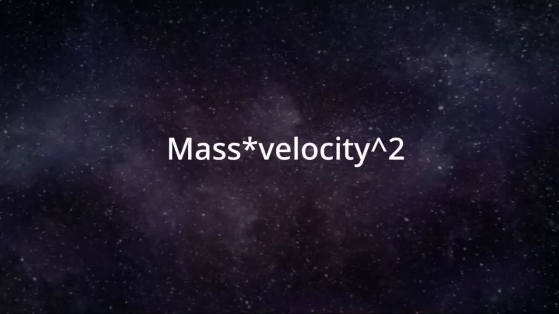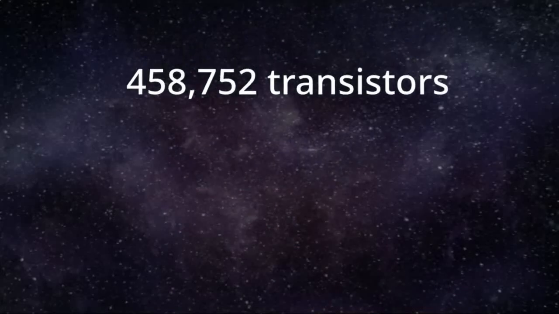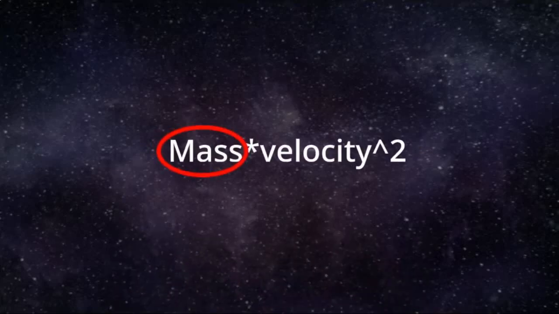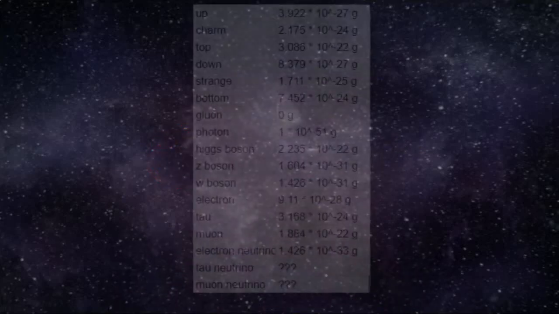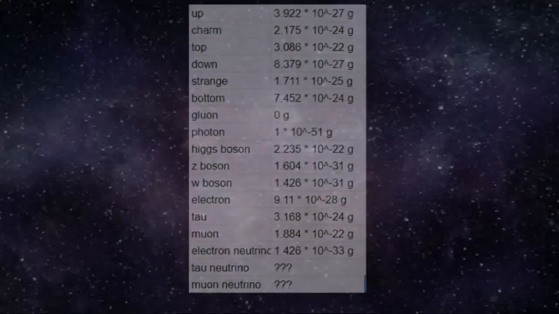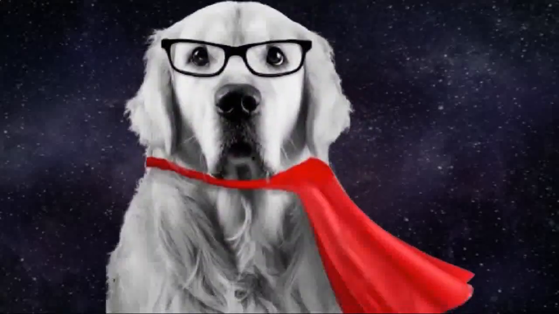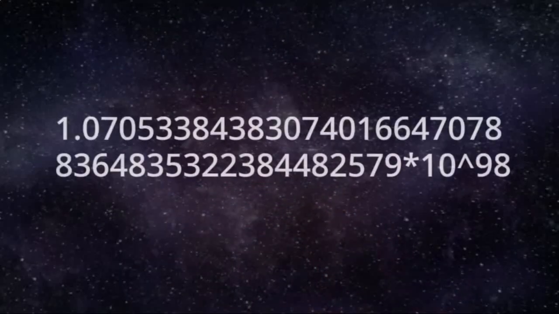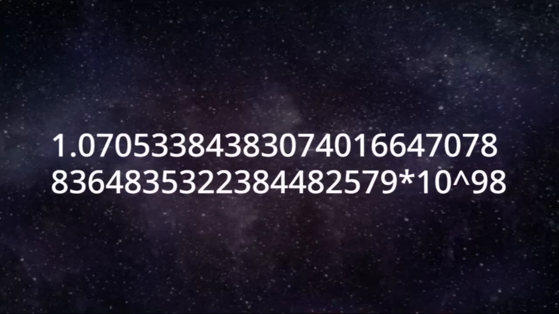They would use this formula, and take up 458,752 transistors. Because kinetic energy uses mass, we have to give the computer values for the masses of all fundamental particles. Because every particle in the universe would need to be calculated in every clock cycle, there would be a total of this many transistors.